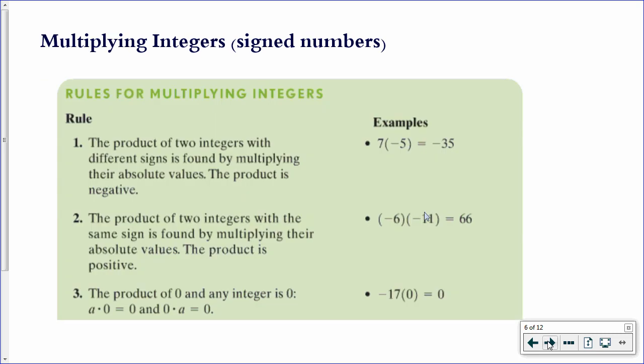Multiplying integers, so this does have a rule, right? If it's a positive times a negative, your result is going to be a negative. If it's a negative times a negative, the result is going to be positive. And if it's times 0, the result is going to be 0 no matter what.